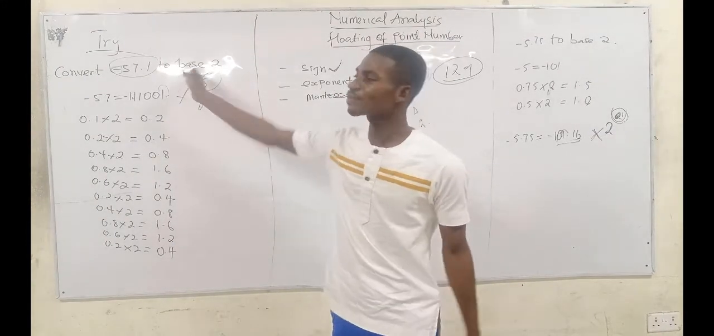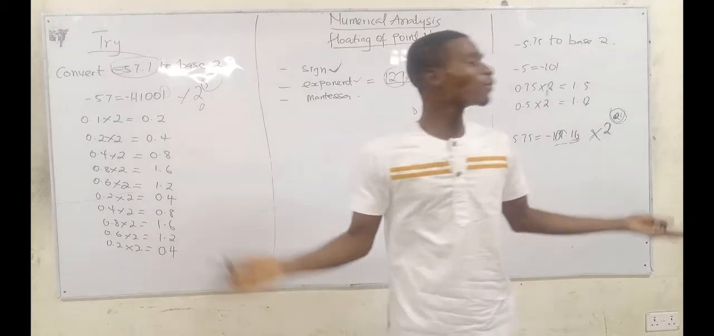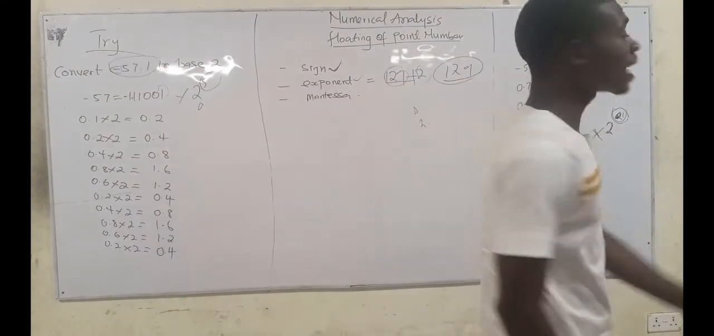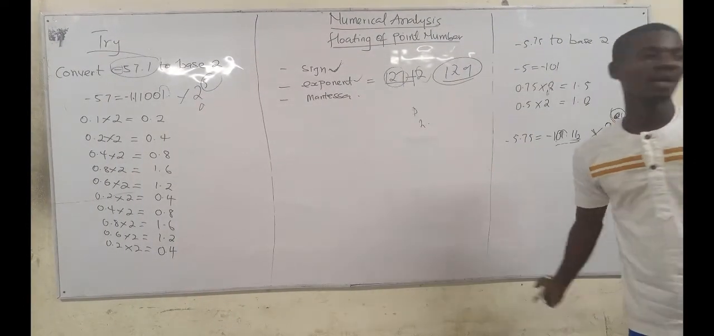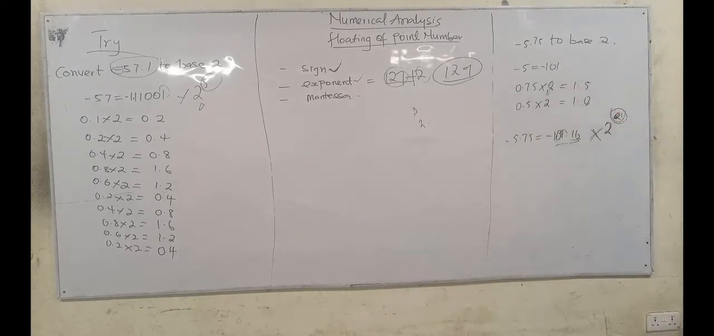The question will be: float this point. Float 57.1 as a floating point number. That is the question. So you know how to do it: send it to a single precision form. That is 32 digits. Please, are you okay? That is what you have to do.